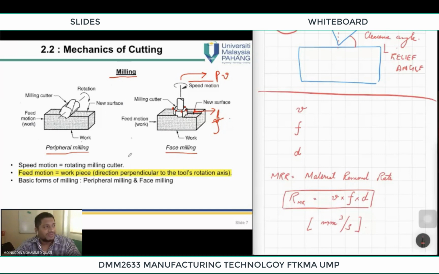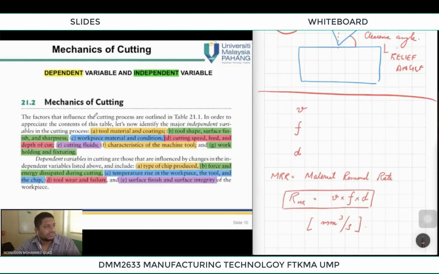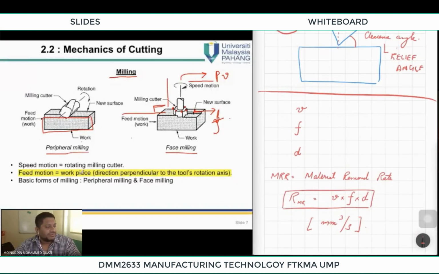So in peripheral milling, you can see the rotation axis is parallel to the workpiece axis. And here you can see it is perpendicular to the workpiece axis, if I'm not mistaken. So let me check again. Yes, feed motion, workpiece direction, perpendicular to tool axis. So this is the basic form of milling, peripheral and face milling, that we discussed already.